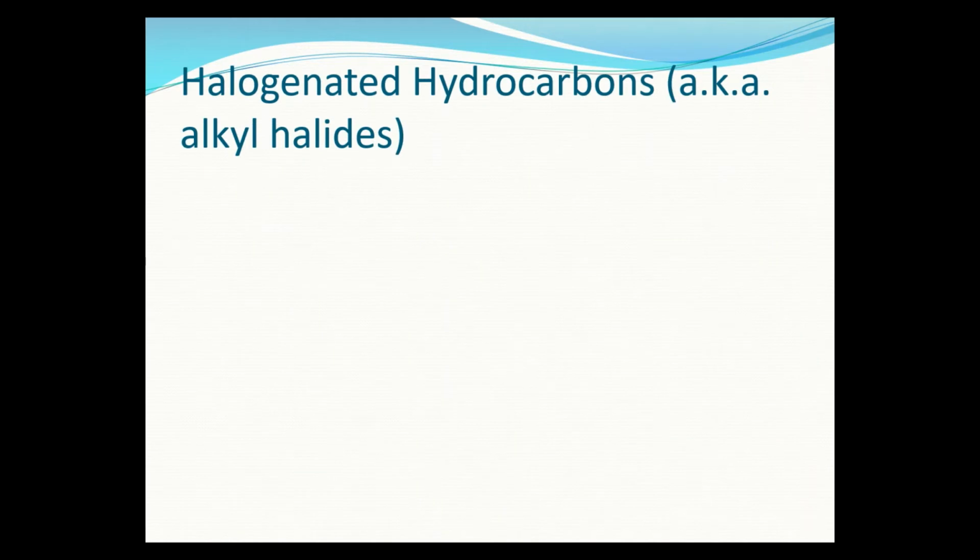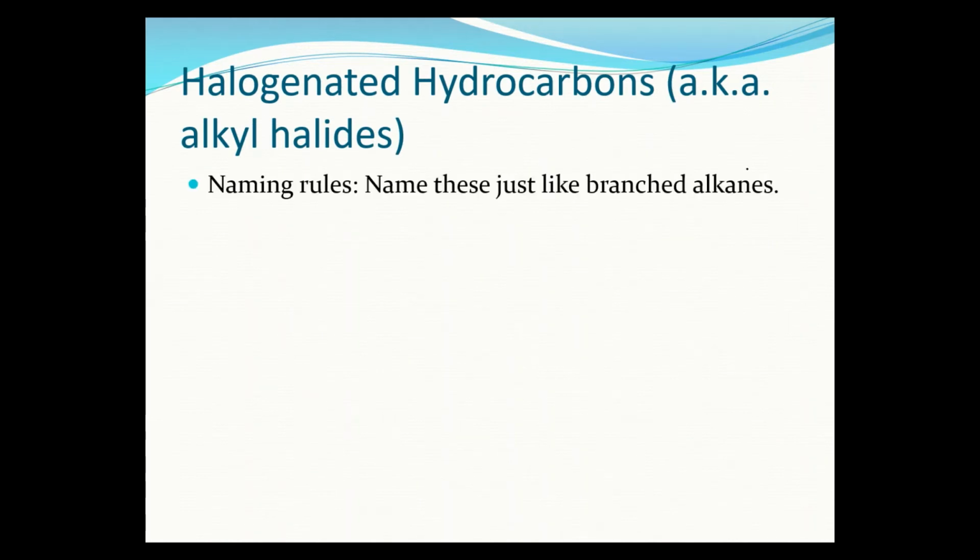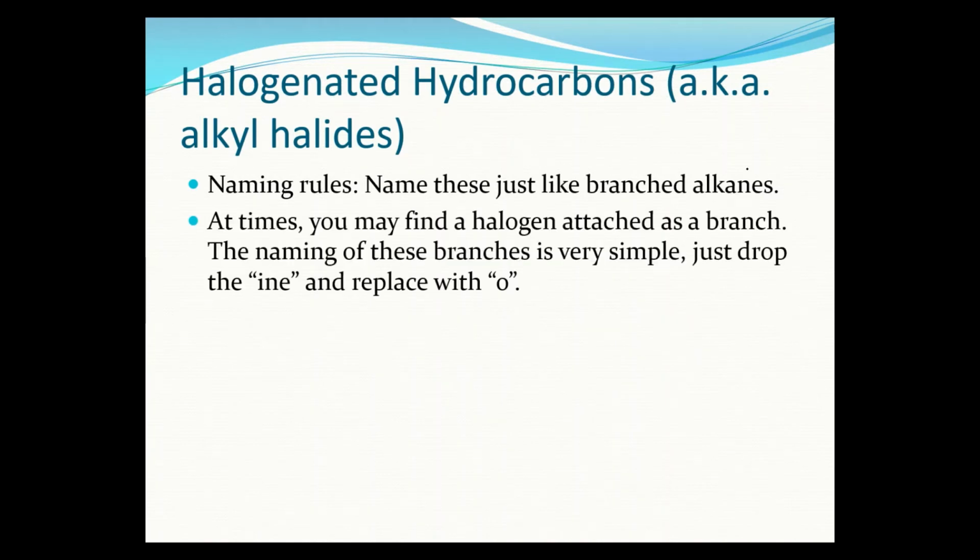Okay, so let's do another example. Naming rules: name these just like branched alkanes. At times you might find a halogen attached as a branch. Naming these branches is simple. You just drop the ine and add the o. Halogens are group 17 of your data book. Let me open up a data book here.